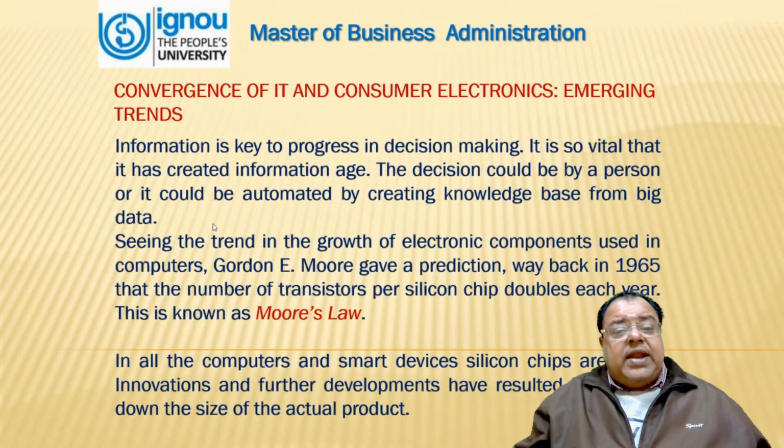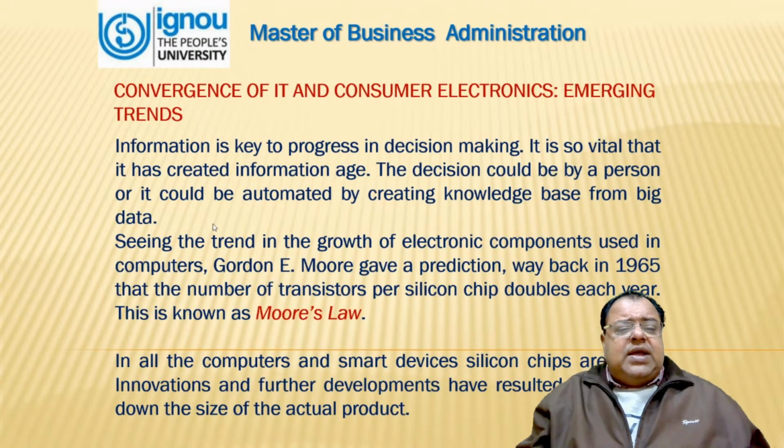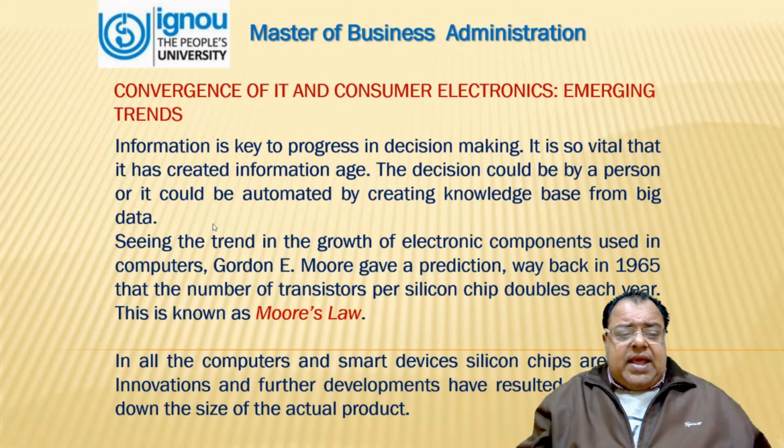Convergence of IT and consumer electronics is an emerging trend. Information is key to progress in decision making. It is so vital that it has created the information age. The decision could be made by a person or it could be automated by creating a knowledge base from big data. Seeing the trend in the growth of electronic components used in computers, Gordon E. Moore gave a prediction way back in 1965 that the number of transistors per silicon chip doubles each year. This is known as Moore's law.